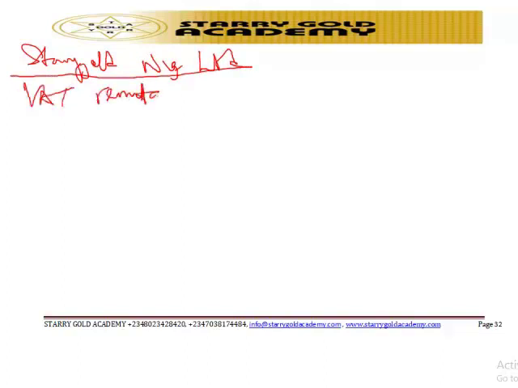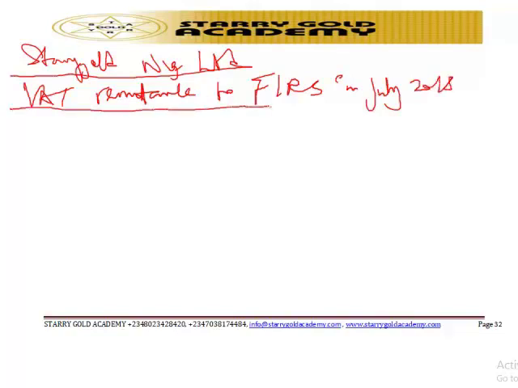Okay, so the name of the company is Starry. Now we are preparing our suggested solution. So, Starry Nigeria Limited. We have a schedule of VAT remittance to the Federal Inland Revenue Service for March 2020, and we have this.